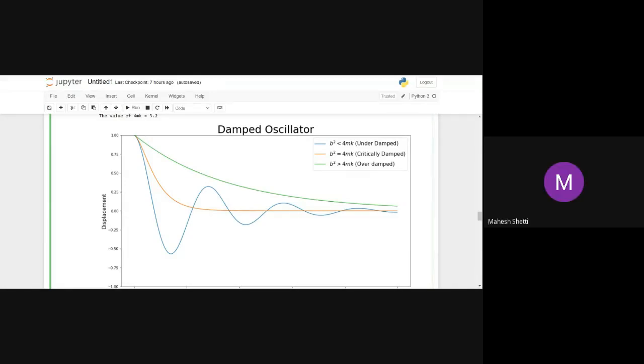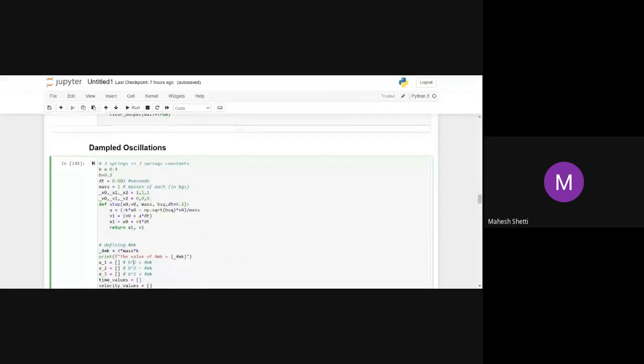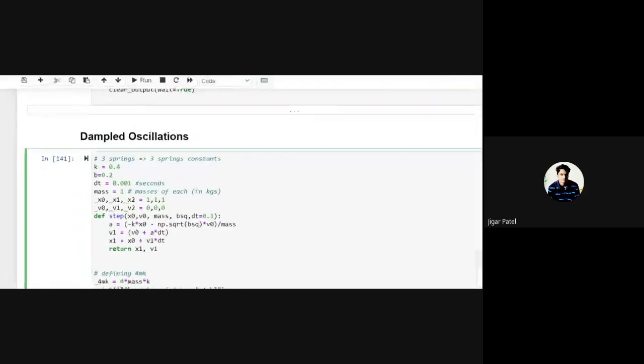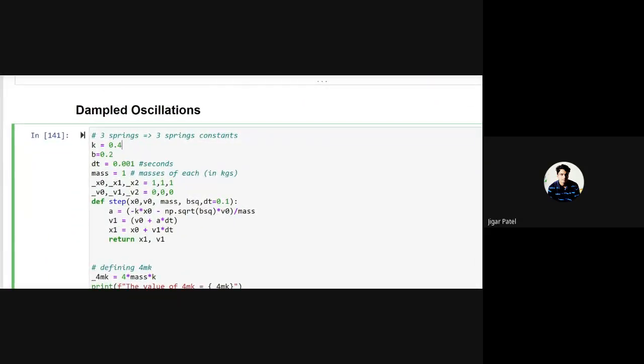You can change the conditions under damped, critically damped. You can change the value of B and show that. So I have first, okay, is this visible? Okay. Do I need to zoom more? Okay, you can zoom in a bit more.